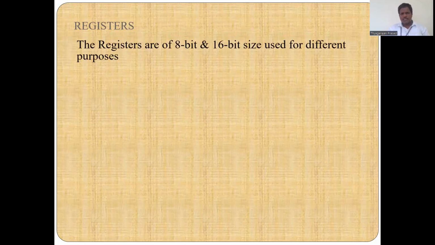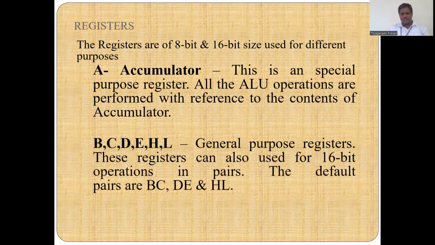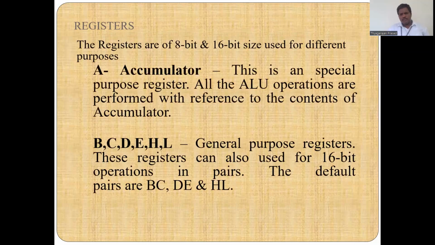Registers are 8 bits and 16 bits in size and are used for different purposes. Accumulator: the accumulator is a special-purpose register. All the arithmetic operations are performed with reference to the content of the accumulator.